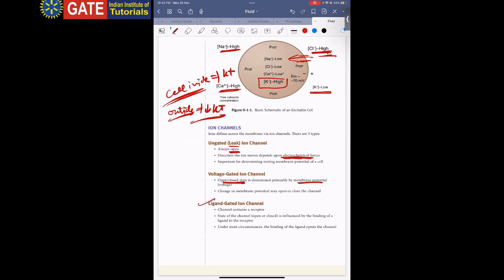Then we have the ligand gated. Here there is a ligand and there is a receptor on the channel. So what happens when the ligand binds to the receptor? That will cause a change in the ion channel, so that channel will open or close depending upon the ligand. In most cases, whenever the ligand binds to the receptor, it will open the channel, but not always. Mostly it will open, but sometimes it can close also, right?